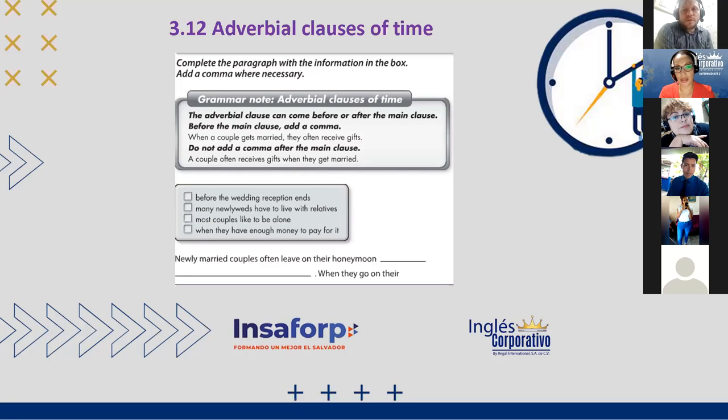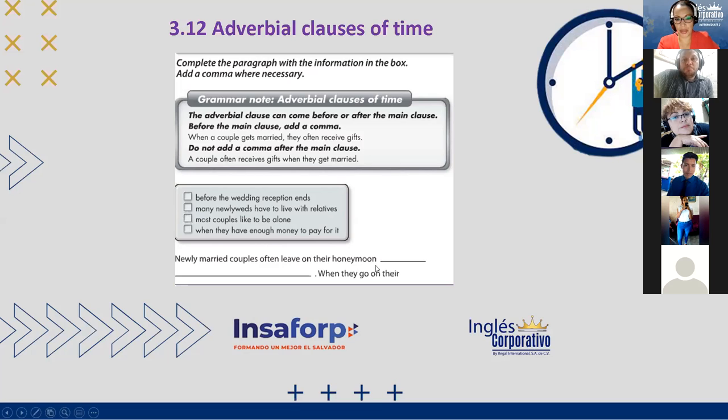For example, when a couple gets married, they often receive gifts. So you see the comma is here. Do not add a comma after the main clause, okay? A couple often receives gifts when they get married. So in this case, when the main clause comes at the beginning, we don't add a comma. Now, we have these expressions in the box. We have before the wedding reception ends, many newlyweds have to live with their relatives. Most couples like to be alone when they have enough money to pay for it.